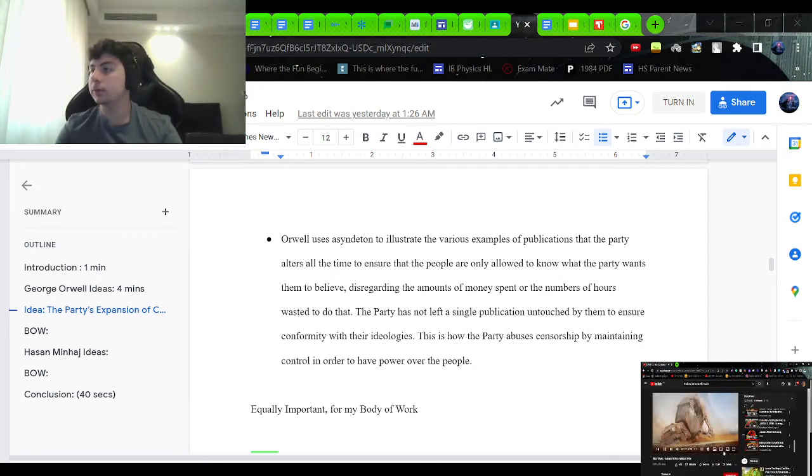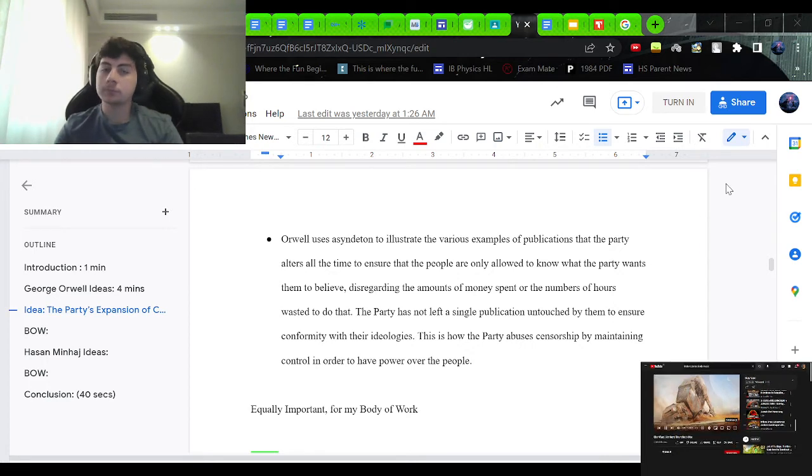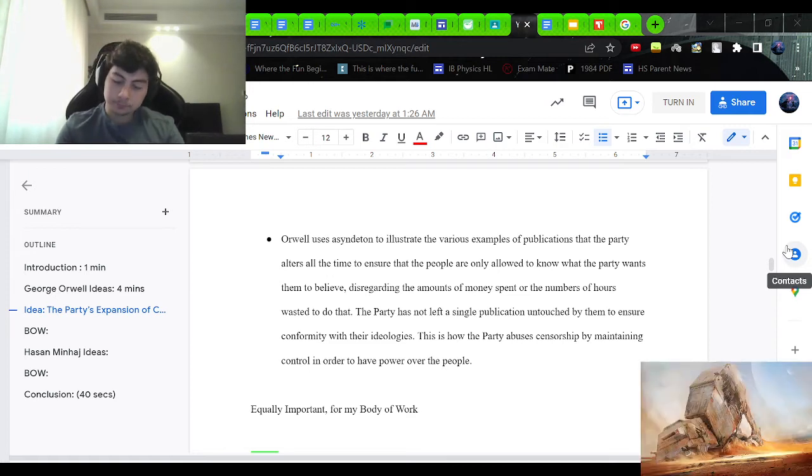The fire is cackling and it's annoying. See, this is nice, yeah. That's a good one. Finding wants them to believe, comma, disregarding the amounts of money spent, or the number of hours wasted to do that.